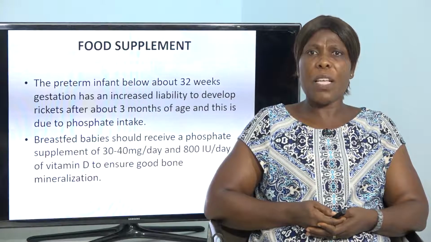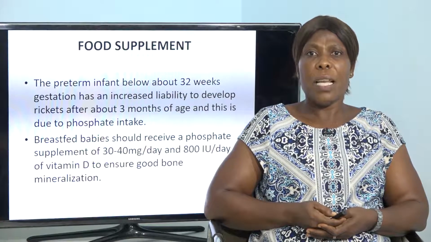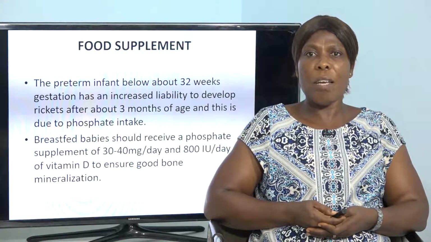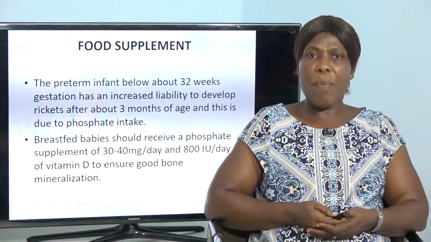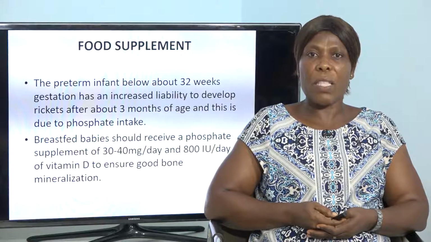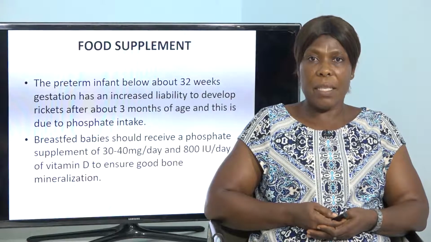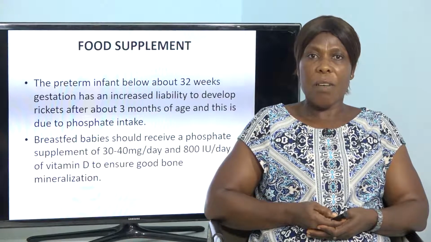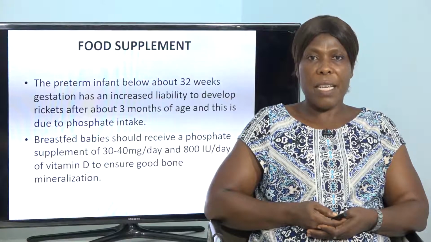Preterm infants below 32 weeks of gestation have an increased liability to develop rickets after about 3 months of age, and this is due to what? Phosphate intake. Breastfed babies should receive a phosphate supplement of 30 to 40 milligrams per day, and then 800 IU per day of vitamin D to ensure good bone mineralization.